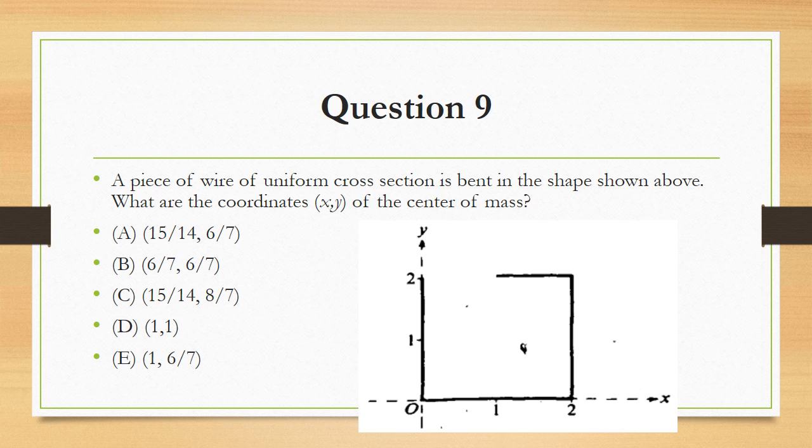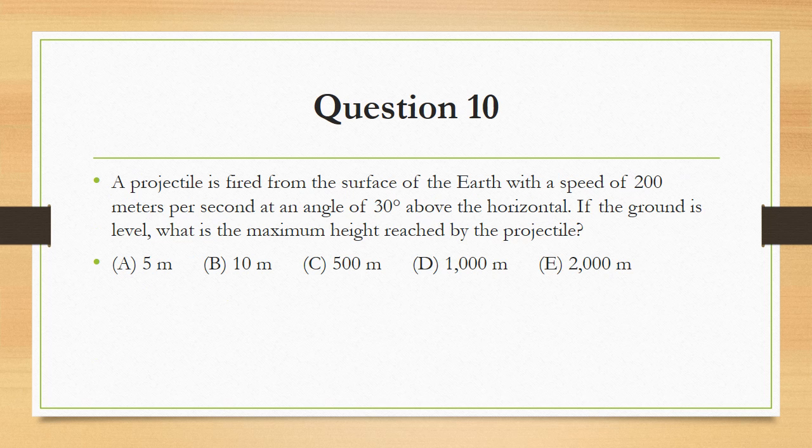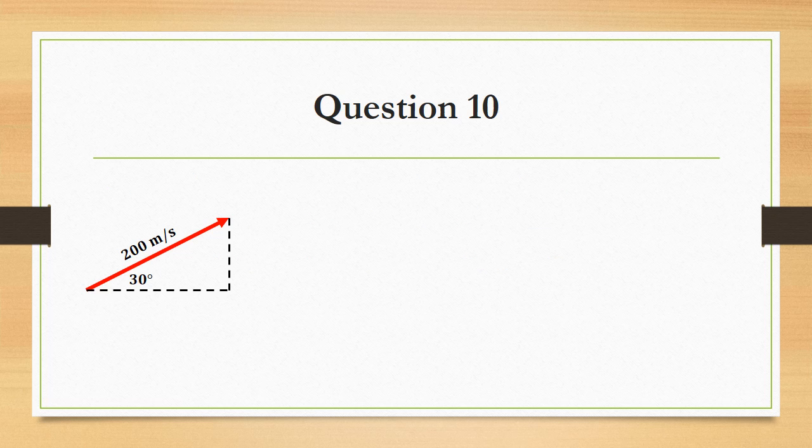So this is a really straightforward center of mass question. Here we have a really simple projectile question where we have a known velocity and a known angle. First thing to remember is that at the maximum height, we know that the instantaneous velocity of any projectile is 0, so we're going to use that information here.